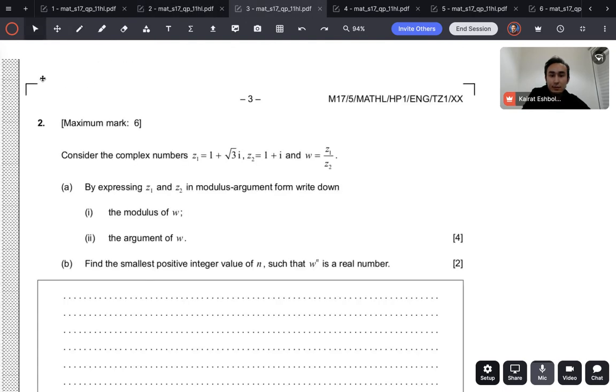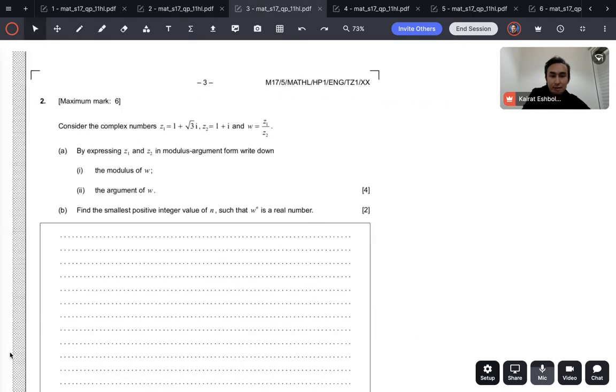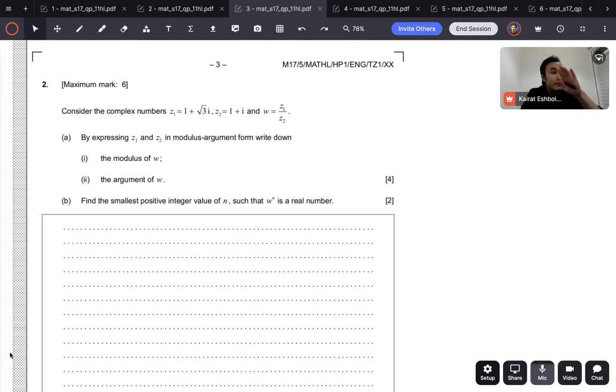Going forward to the question 2. Complex numbers. Pause this video for 1 minute, read it, understand, and then come back. Consider the complex numbers z1, z2, and w is equal to z1 over z2. Alright, by expressing z1 and z2 in modulus argument form, write down the modulus.